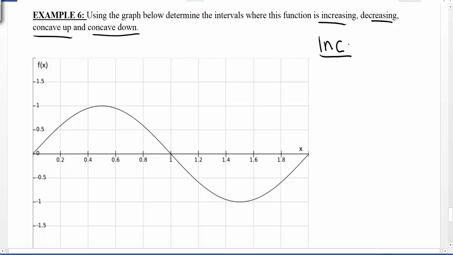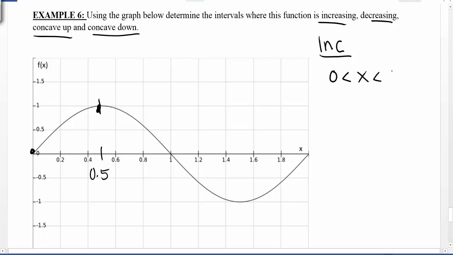So first, let's consider where this function's increasing. So remember, we're going to be increasing if as the x values increase, the y values increase, and we'll be moving in an upward direction. So here, it looks like the first interval where we're increasing is going to be from x equals 0 to x equals 0.5. So we'll use our interval notation to indicate that.